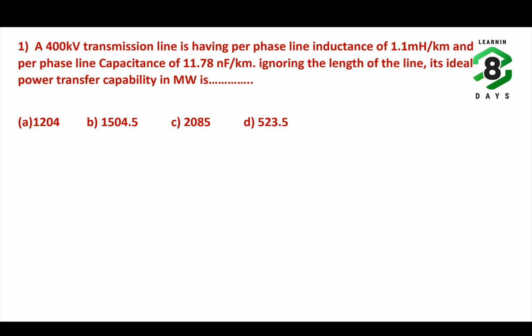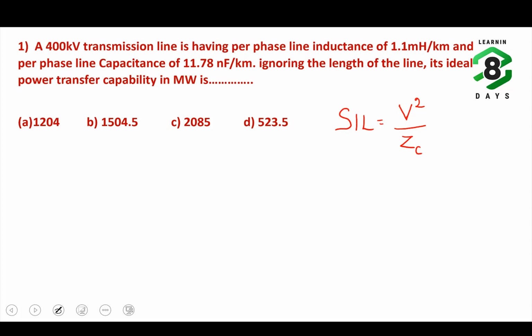In this question, he has given the per phase inductance and per phase capacitance of the transmission line, and he's asking the ideal transfer capacity. What is ideal power transfer capacity? It is nothing but the surge impedance loading of that particular transmission line. So what is the formula for surge impedance loading? SIL is given by V square by ZC. What is V? V is the transmission line voltage and ZC is the characteristic impedance of the transmission line.